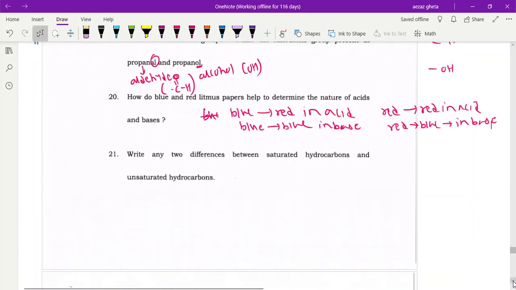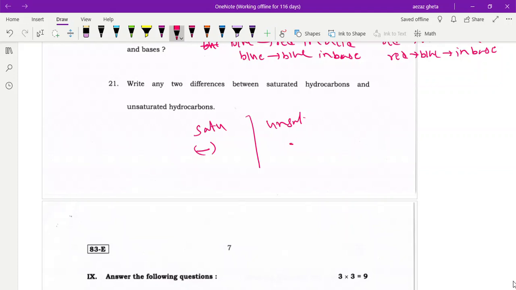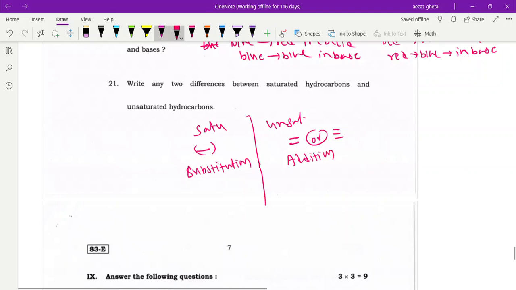Write any two differences between saturated hydrocarbon and unsaturated hydrocarbon. See, saturated hydrocarbons have single bonds between carbon atoms. Unsaturated hydrocarbons have double or triple bonds between carbon atoms. Saturated hydrocarbons undergo substitution reactions. Unsaturated hydrocarbons undergo addition reactions. Saturated hydrocarbons are less reactive.